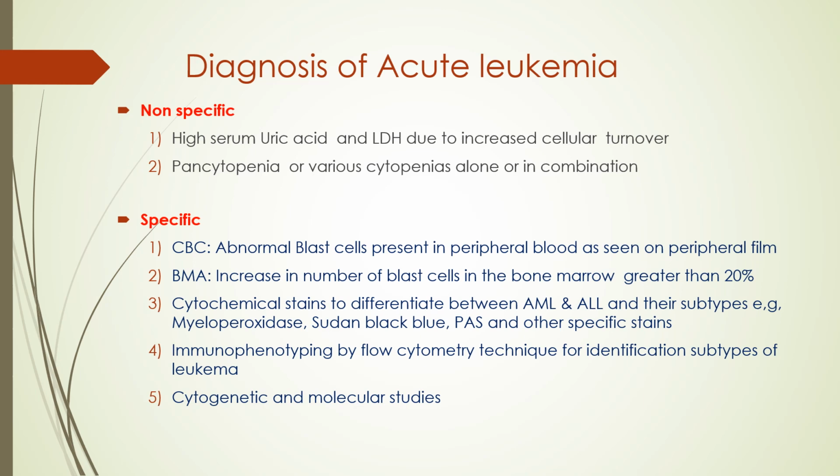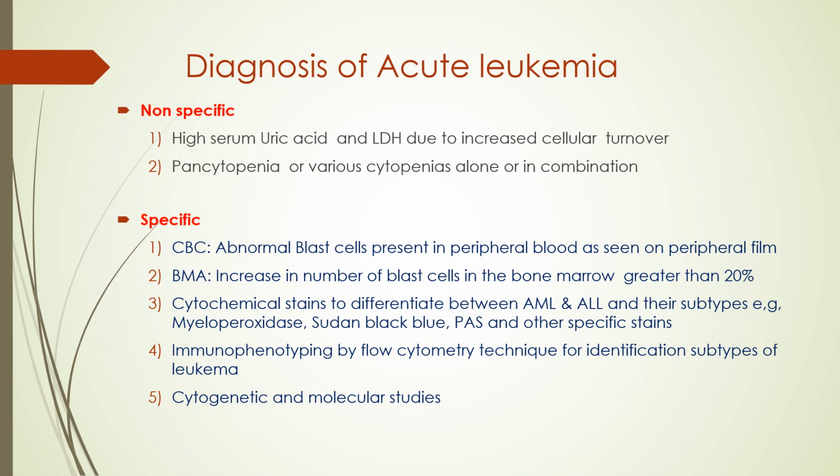Let us see how we diagnose acute leukemia in the laboratory. Two types of investigations are done, non-specific and specific. In the non-specific type, we may see high serum uric acid and serum LDH, and that is due to increased turnover of the cells. Pancytopenia or cytopenia in various combinations. For the specific, when we examine a peripheral smear under the microscope, we see the presence of abnormal blast cells. In order to confirm leukemia, we do bone marrow aspiration and trephine biopsy, and in that we usually see an increase in the number of blast cells, usually more than 20% abnormal blast cells.